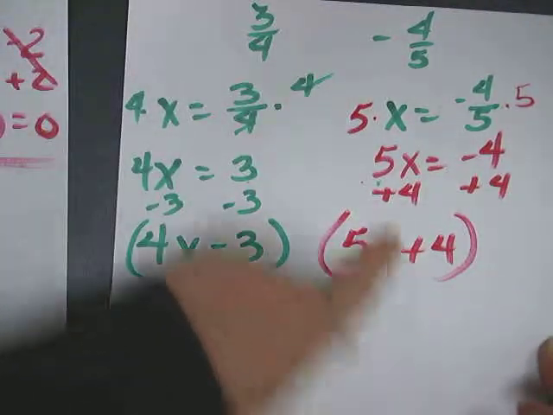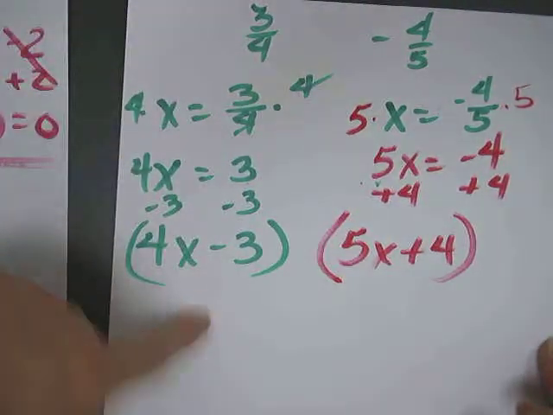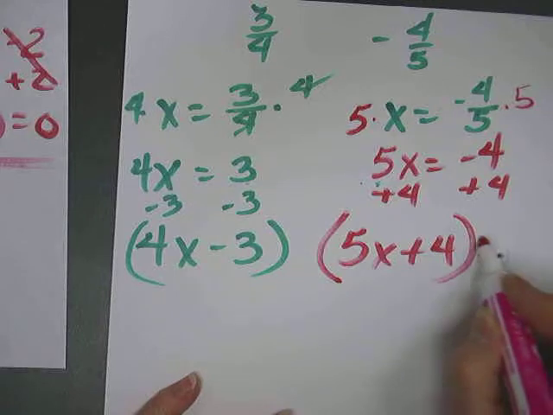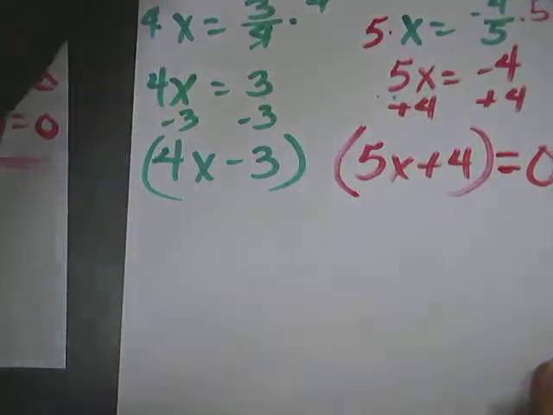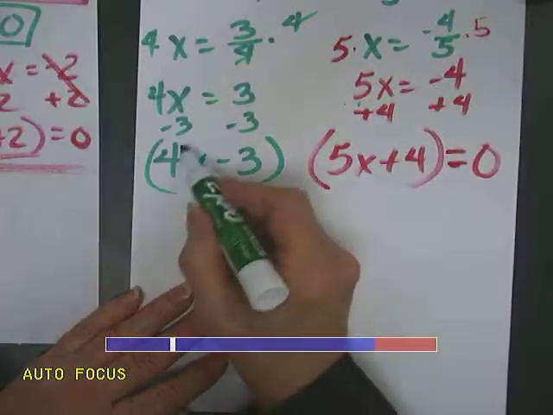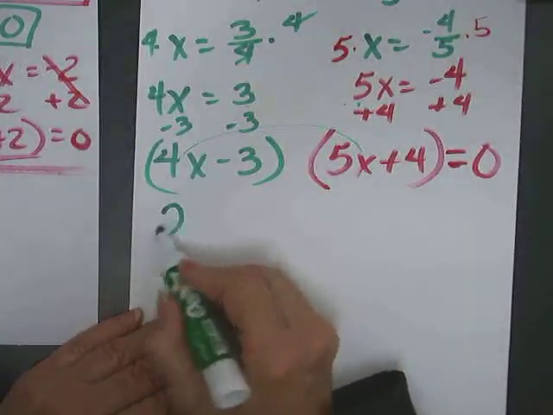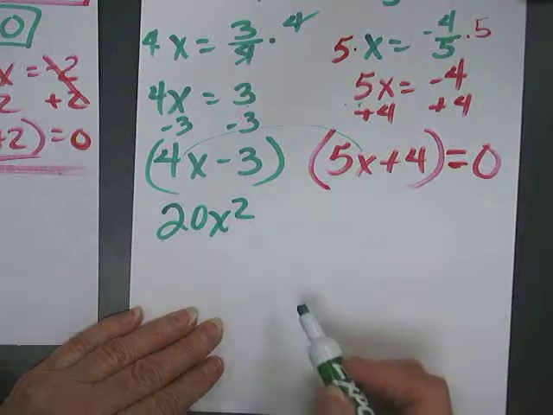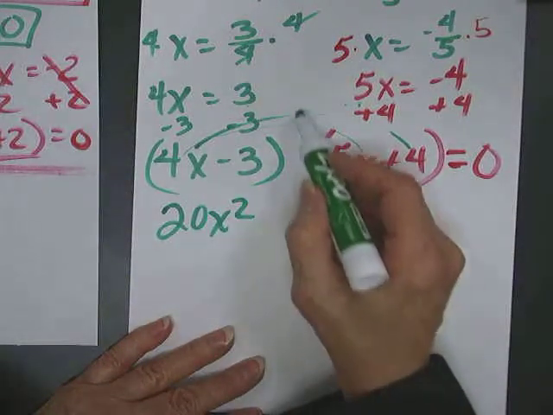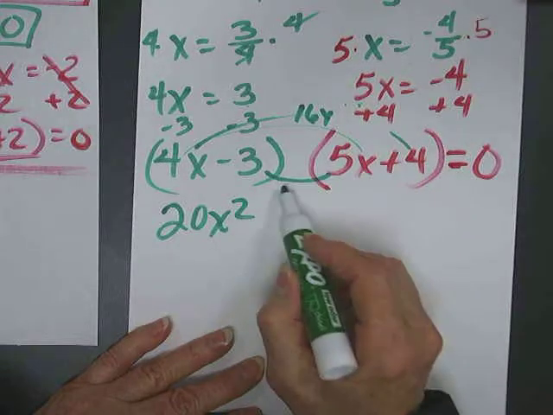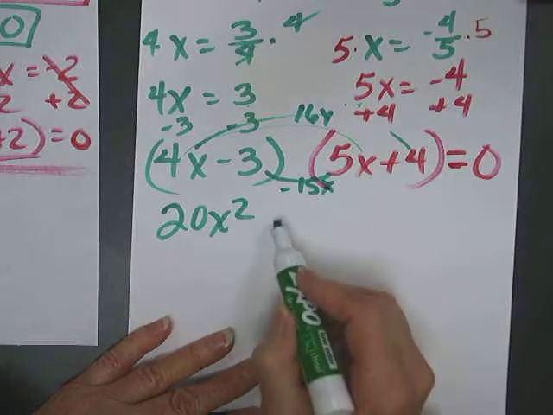So what are you going to do first here? Times 5. Add 4. So we have 5x plus 4. So if it's negative, this is a plus. If it's positive, you're going to have a minus in there. We're almost done.